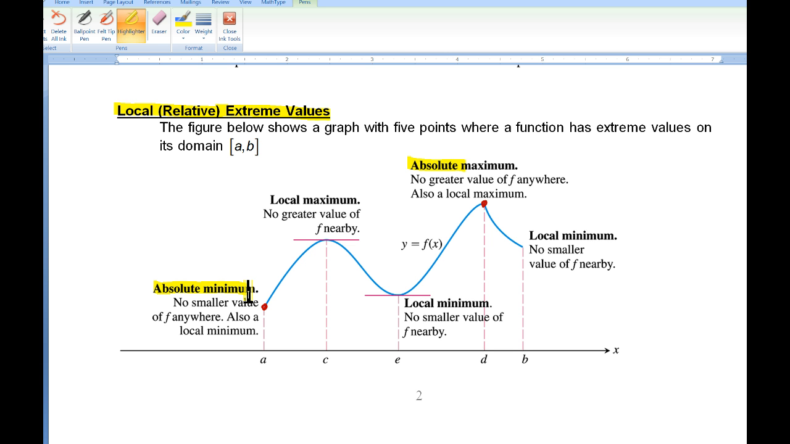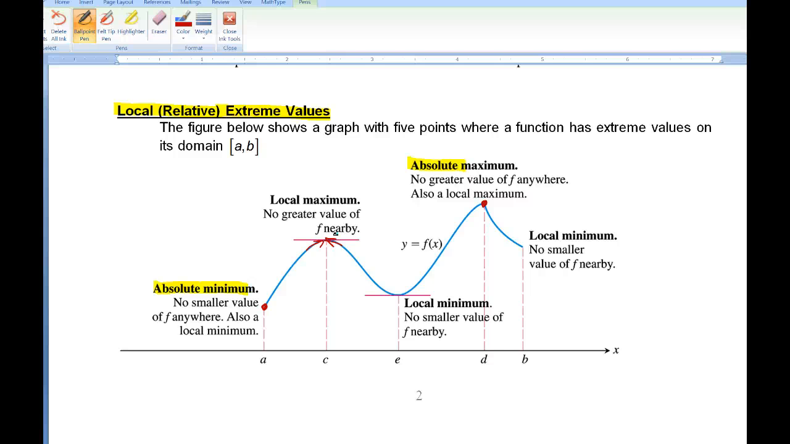Define local. Okay, so local means that if you were to take, for example, right here at C, the points just to the left and just to the right, it's almost like zooming in on this point. Is there a maximum in this zoomed in window? Yes. It might not be the highest point on the graph, but it's still a high point in this region of the graph.